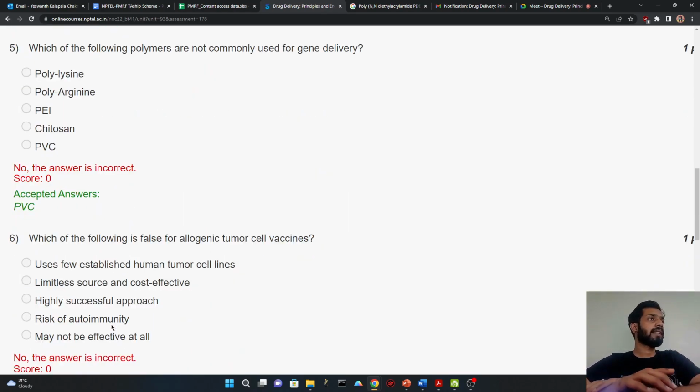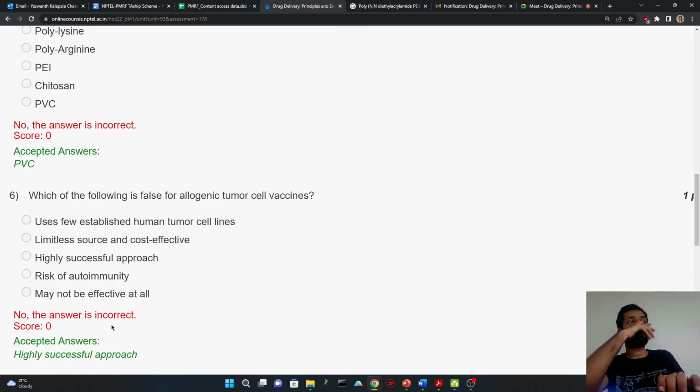So, that's that. Which of the following is false for allogenic tumor cell vaccines? Uses few established human tumor cell lines, limitless resource and cost effective, highly successful approach, risk of autoimmunity, may not be effective at all. So they're asking which is false. It's option C. Yeah, so it's not a highly successful approach, right? So allogenic tumor cell vaccine is basically where you take the tumor cells from another individual, destroy, digest them, and collect those antigens and then inject them into the next person to raise immunity against those specific cancers. It's not successful at all.